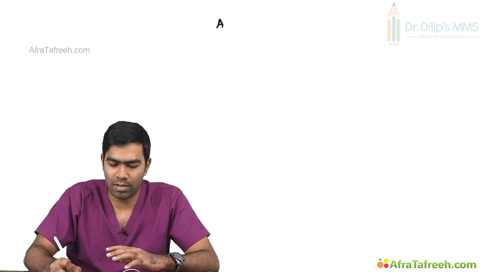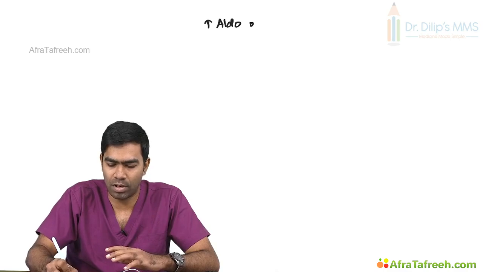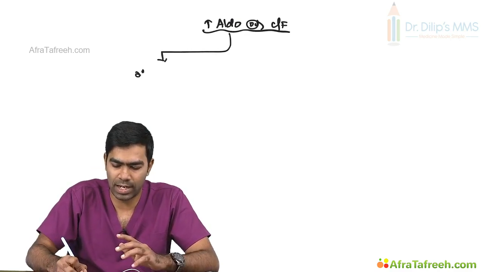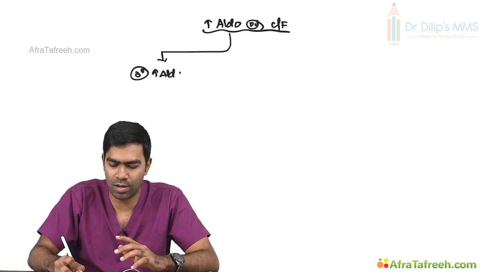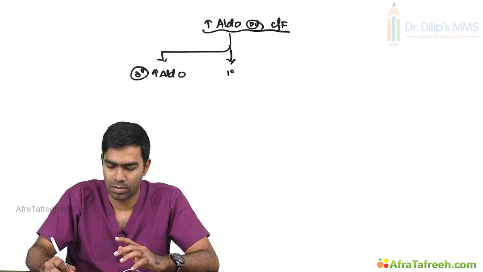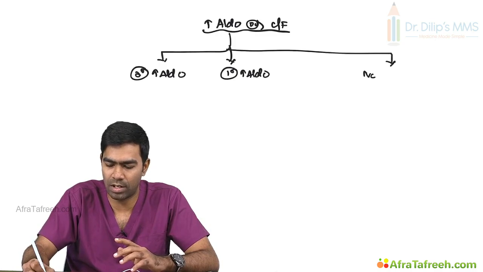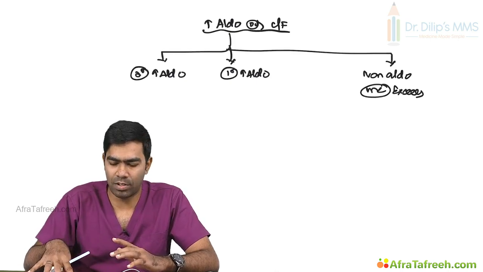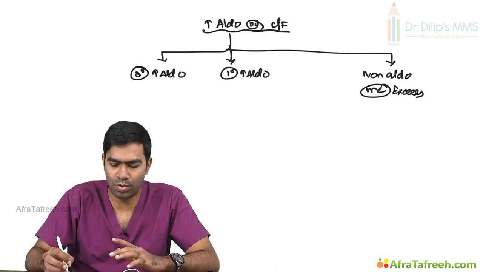So whenever you have either hyperaldosteronism or clinical features that are suggestive of hyperaldosteronism, your causes can be a secondary hyperaldosteronism, which is far more common than primary hyperaldosteronism, and the third group of disorders we know already, these are non-aldosterone mineralocorticoid excess states. Secondary hyperaldosteronism is very common, but you know what the reasons for that are.